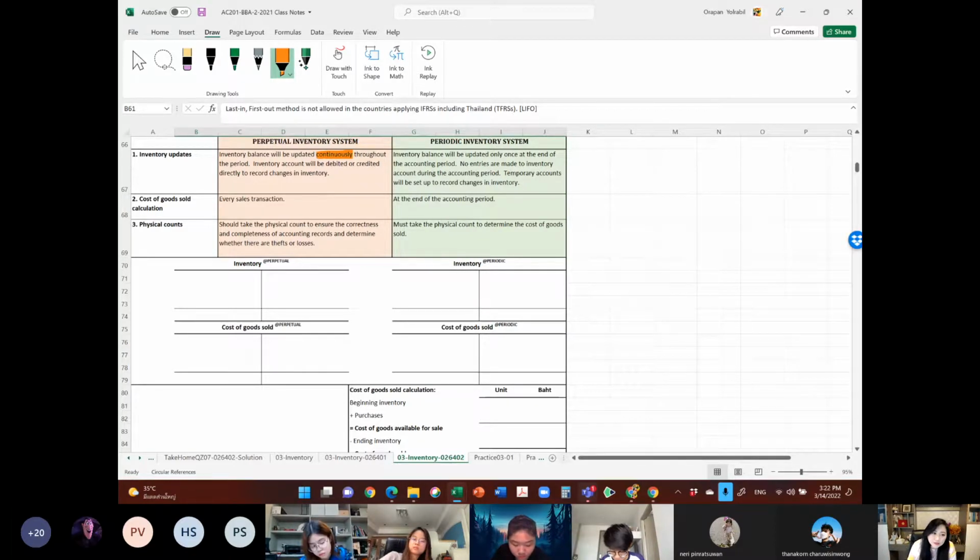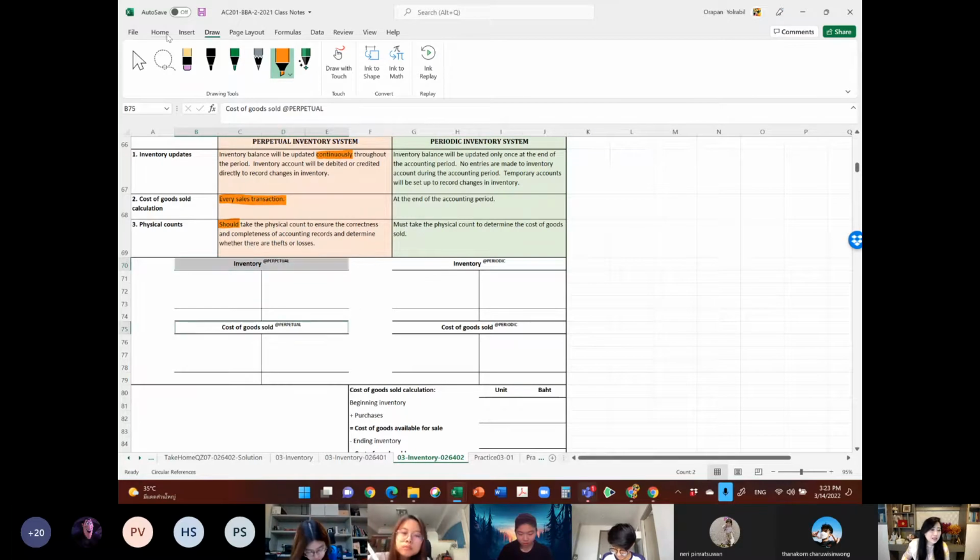So under the perpetual system, the inventory balance will be updated continuously throughout the period. The inventory is updated, debited or credited directly when there are changes in the inventory. And when you record the updates of the inventory, the cost of goods sold associated with the sale must be recorded as well, for each and every sale transaction. And over here, you should also take the physical count just to make sure that you have what you think you have. So let me explain by talking about this T account.